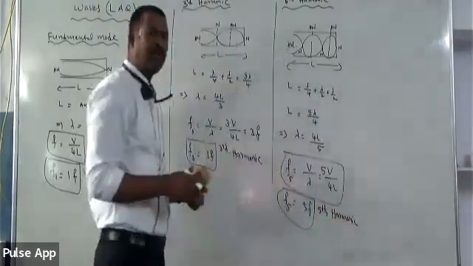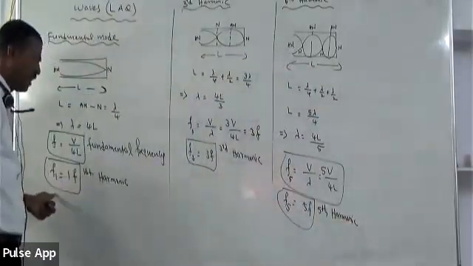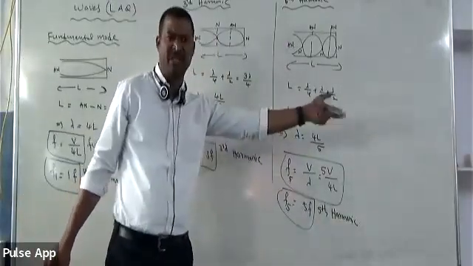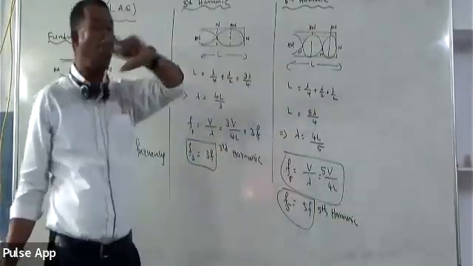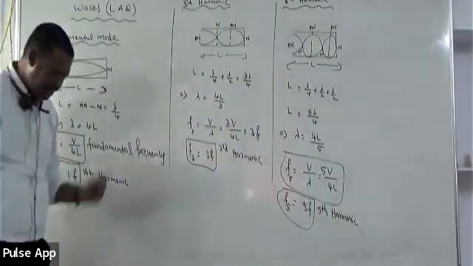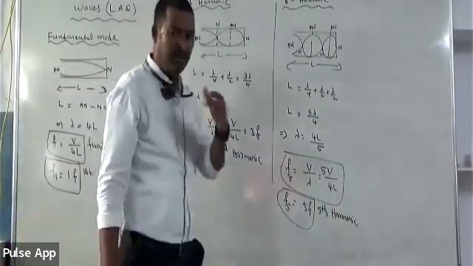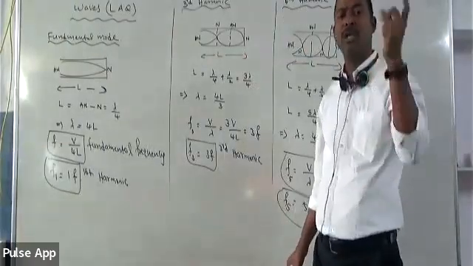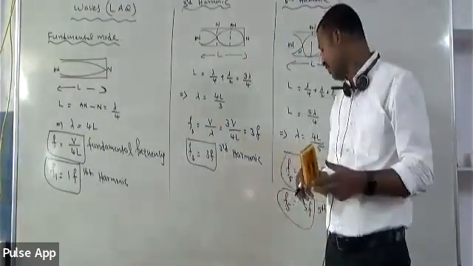So from this, what we can understand is we are getting 1, 3, 5. So next, if you calculate, definitely 7 we will get, 9 we will get, 11 we will get. That means odd numbers only we are getting, not even numbers. That means even-numbered harmonics are missing. Only odd-numbered harmonics are forming.